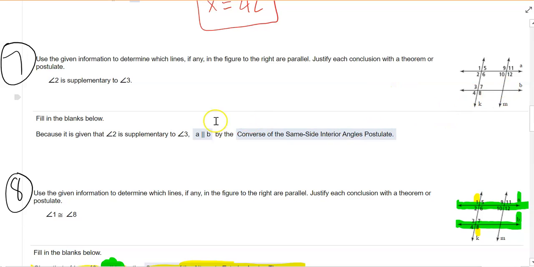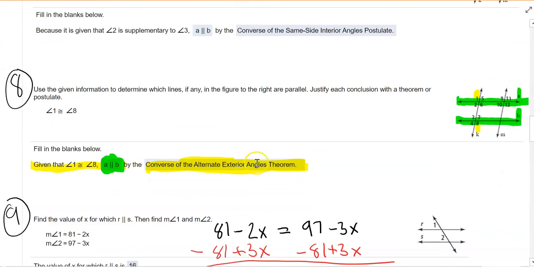Here, this is very similar to the first couple of problems. 2 and 3 are supplemental to each other, so we look at where those are, 2 and 3. We see that these are indeed same side interior. So that's all that's happening here. And then once again, A and B. So 2 is up here. We need one line to go through 2 and create 2. We need another line to go through 3 and create 3. And A and B need to be parallel for them to be supplemental.